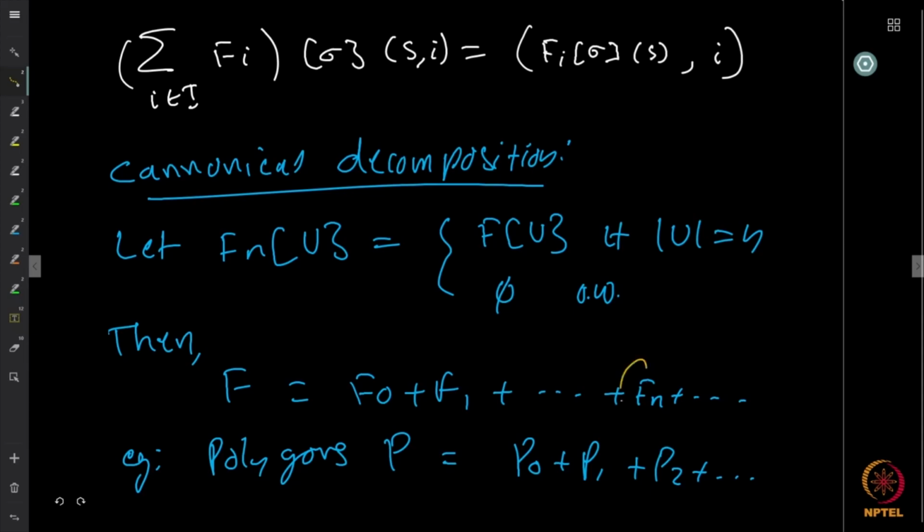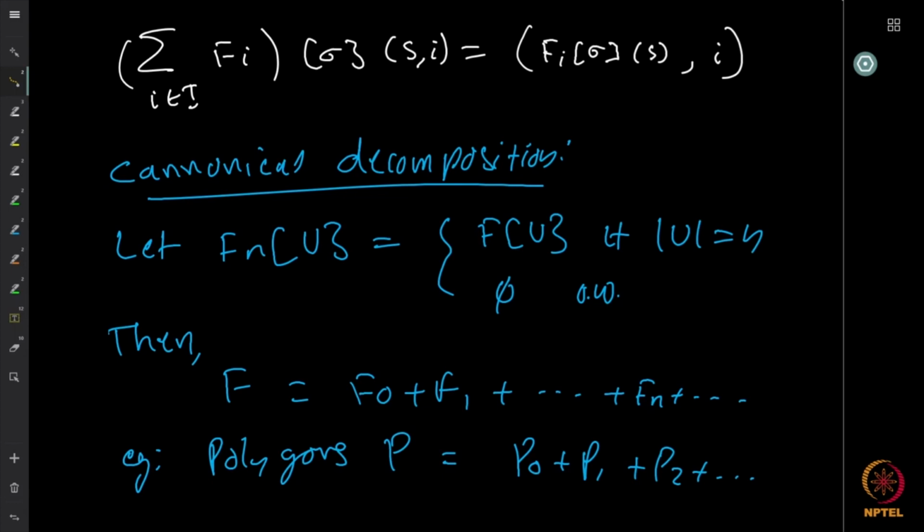Where Fi is the species made out of i-element sets, right? The species, or the structures of type F, made out of i-element sets. So only i-element sets can produce elements in Fi.